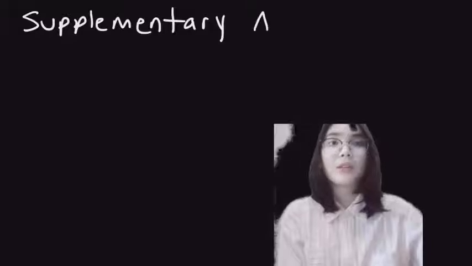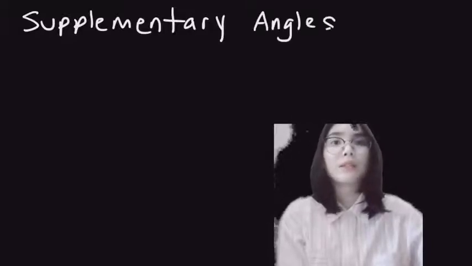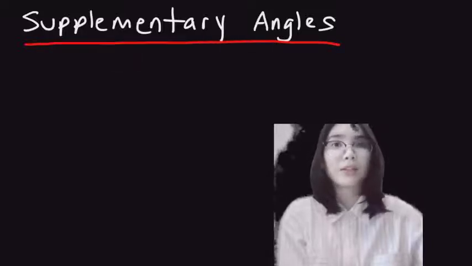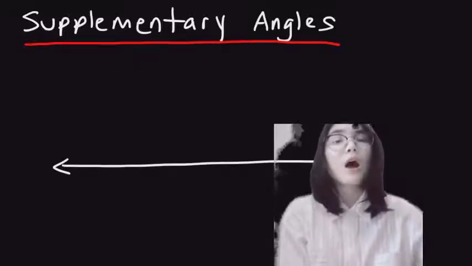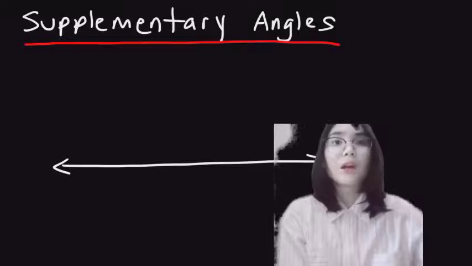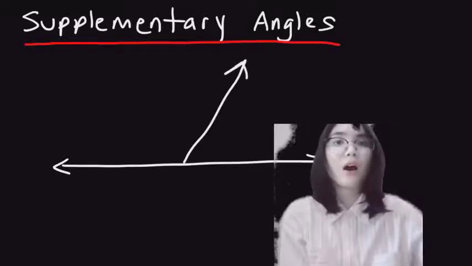Next, we have supplementary angles. Like we said on the last topic, you can probably guess what this is about. Supplementary angles are angles that add up to 180. Now, if you remember, a straight angle has an angle measure of 180. So we need to be dealing with a line, so let's put some points. Let's say this is point A, B, C, and D.